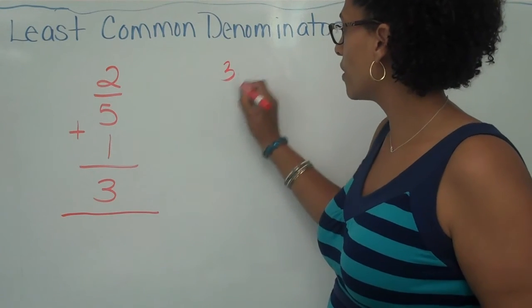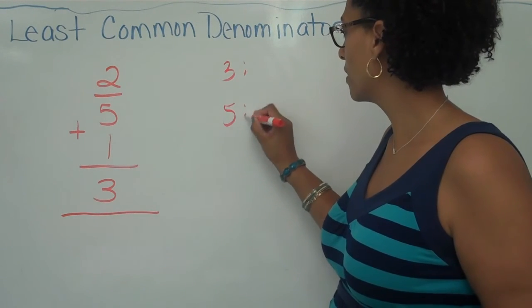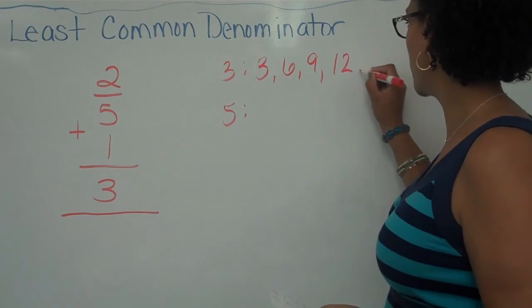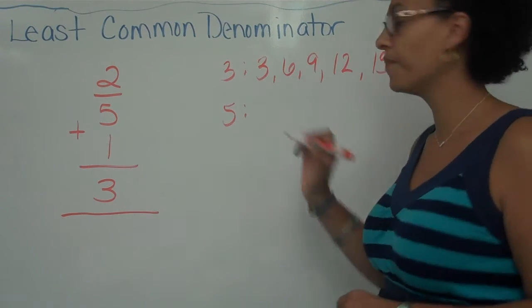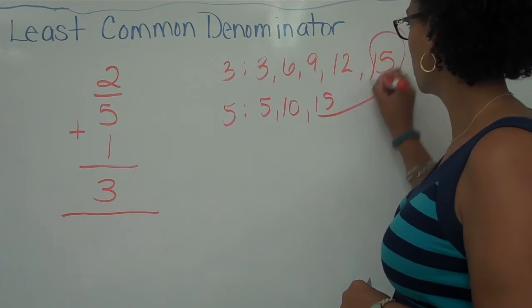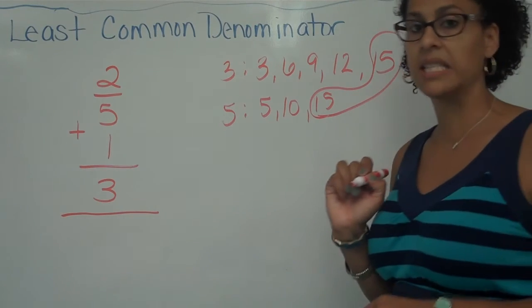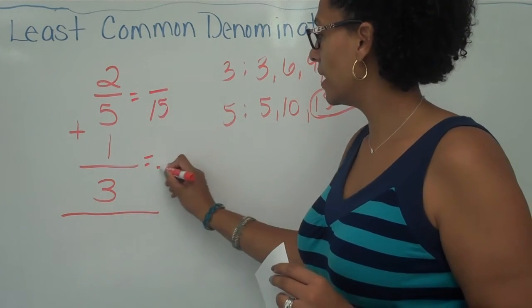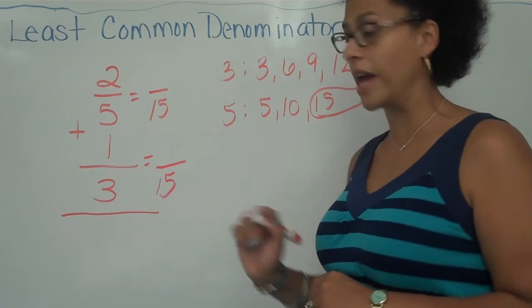Smallest digit first, 3 and 5. 3, 6, 9, 12, 15. I'll stop there. 5, 10, 15. Okay? There's my least common denominator. So I need to get this to 15ths and this to 15ths. So let's make our equivalent fractions.